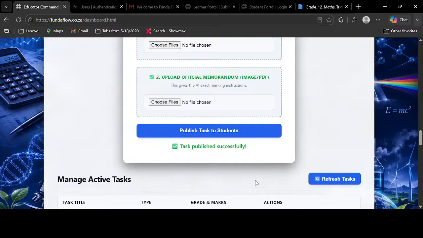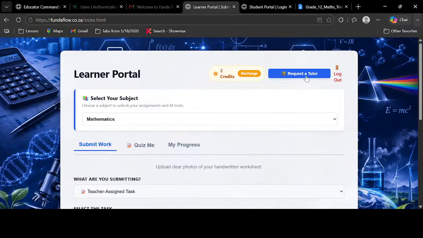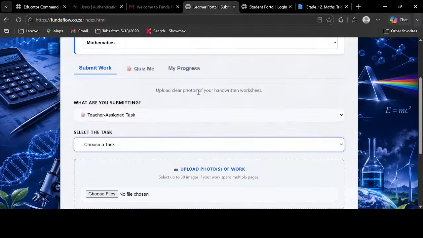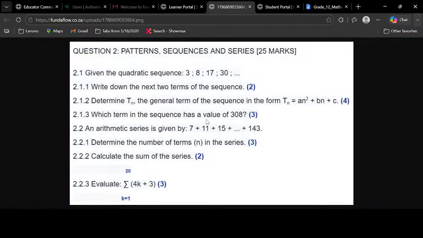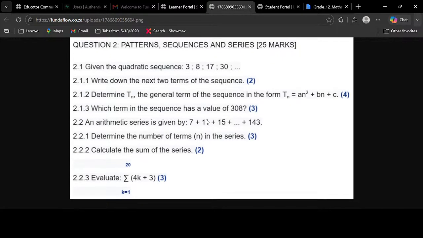Okay, now the task is published. The task is officially there. So Itu is a grade 12 learner and he has hired me. Since Itu has hired me, I will be able to see anything that Itu is doing. Now let's check if the task is available on my learner profile. If your teacher published it, the task is there. Here's the task that the teacher published: Question 2, 2.1, 2.2, and 2.3.